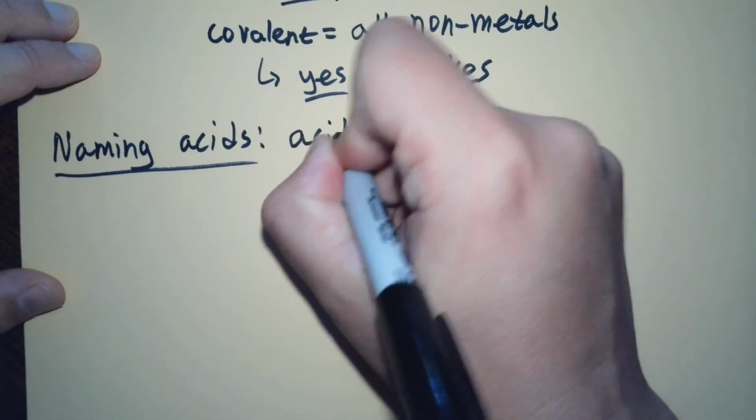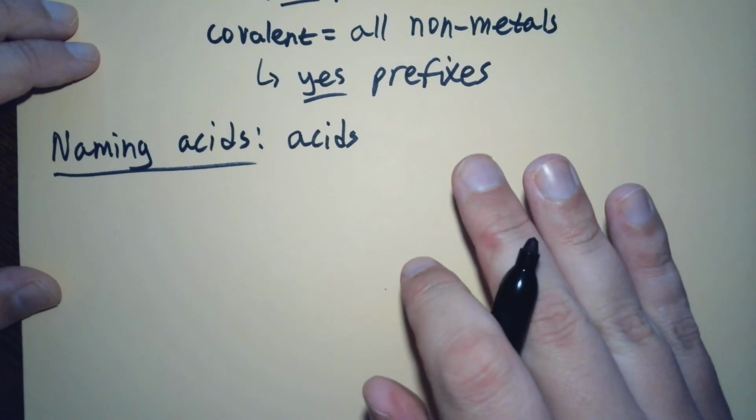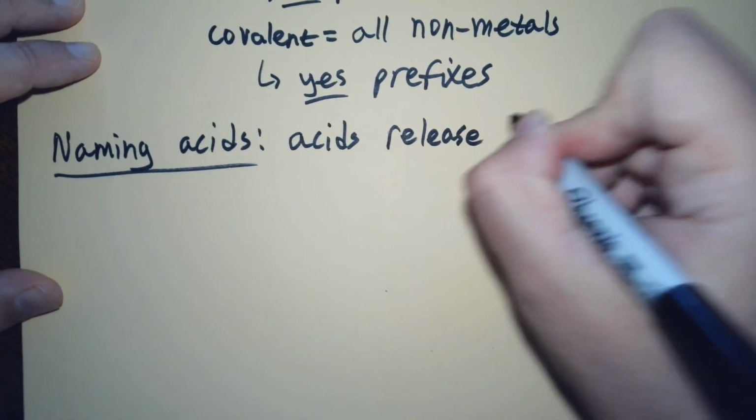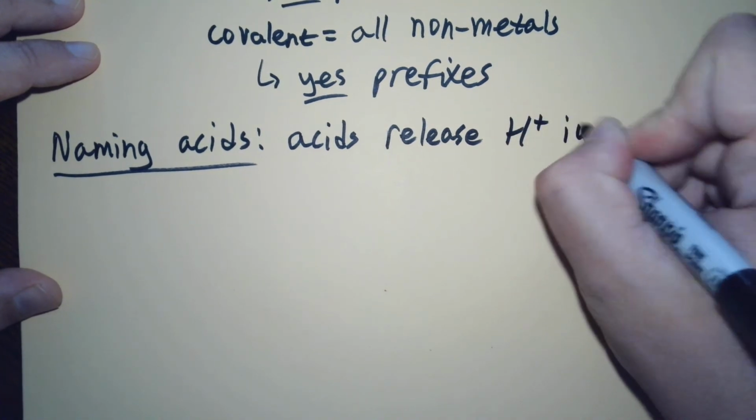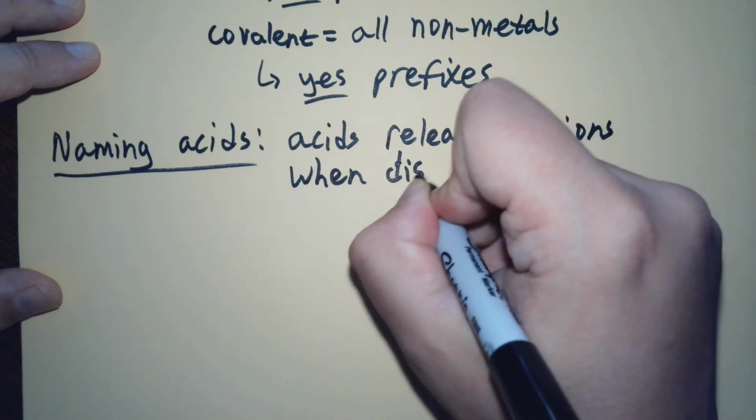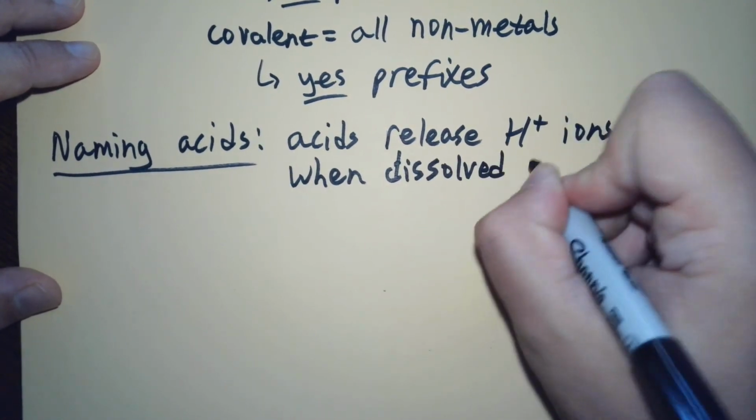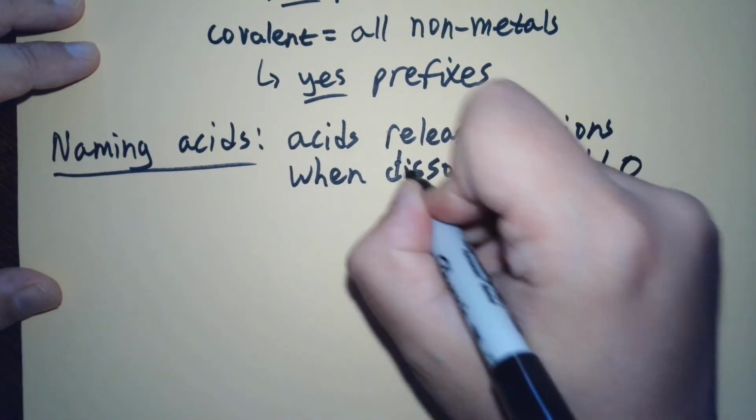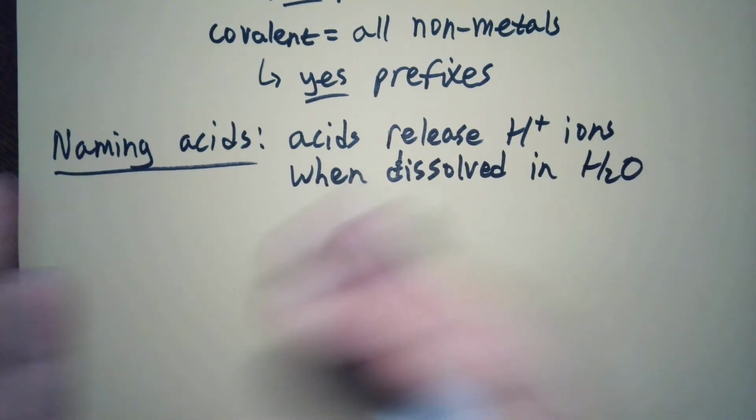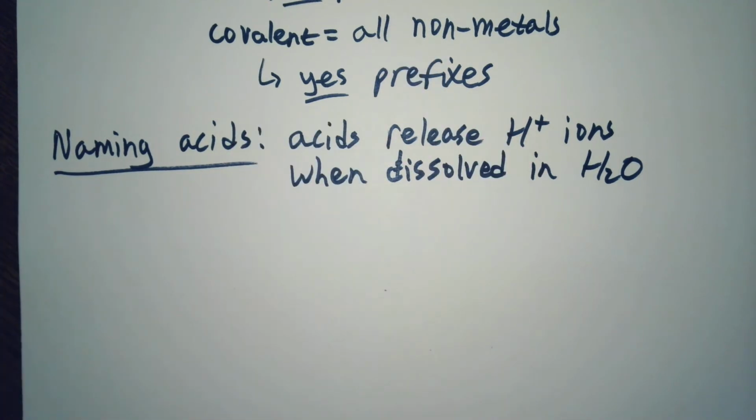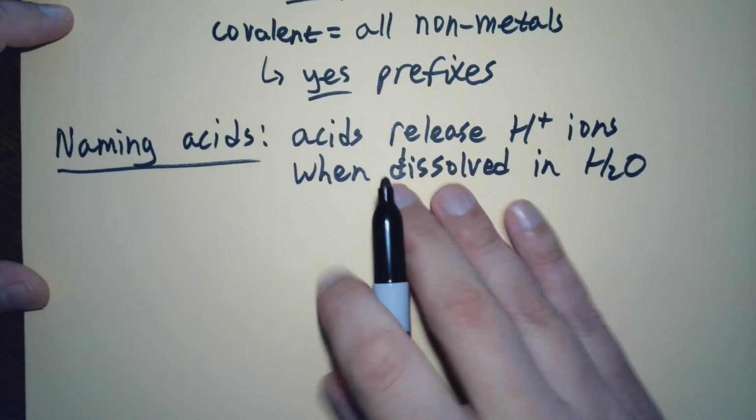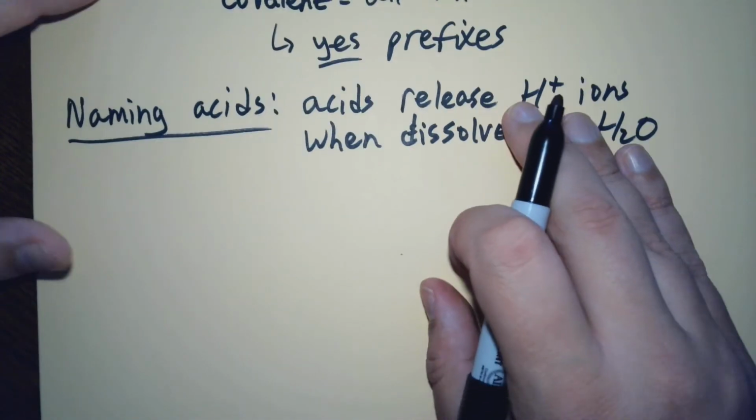So here's the quick, expedient definition of what an acid is. Acids are substances that release H+ ions when dissolved in water. Okay, so that's it. That's what they do. There's different types of acids. We'll have a whole bunch of time to talk about those later. But just for now when you're naming stuff, it means that what you have are things that have H's in them.